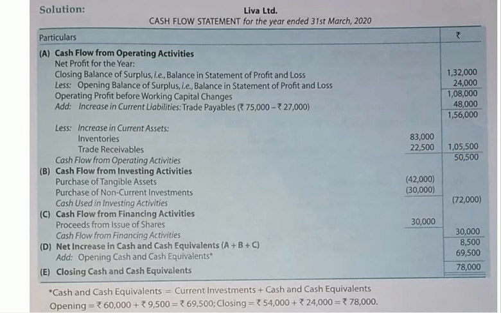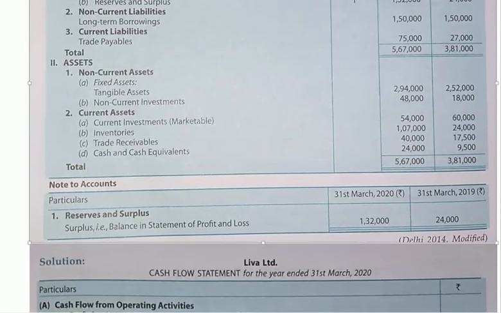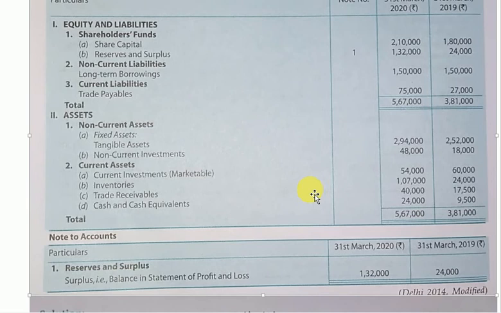Now we move to the last thing of our question, which was cash and cash equivalents. Previous year cash and cash equivalent is 9,500 and current year it is 24,000. But 9,500 plus this 60,000 current investment. I've told you current investment being marketable securities will always be added with cash and cash equivalent. So for the previous year 60,000 plus 9,500, it will be 69,500. Let's go to the solution.